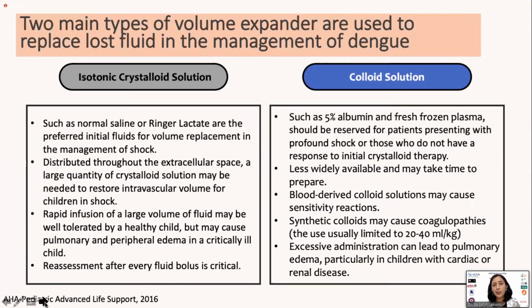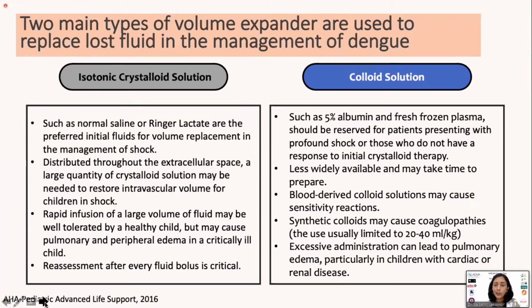We can say that the two main types of volume expander used to replace lost fluid in the management of dengue are isotonic crystalloid solution and colloid solution. Of course, each solution has its strengths and weaknesses. Crystalloid solution, for example normal saline or Ringer's lactate, can be used as the initial fluid for volume replacement in the management of shock, and it distributes throughout the extracellular space. We have to be careful, and reassessment after every fluid bolus is critical.